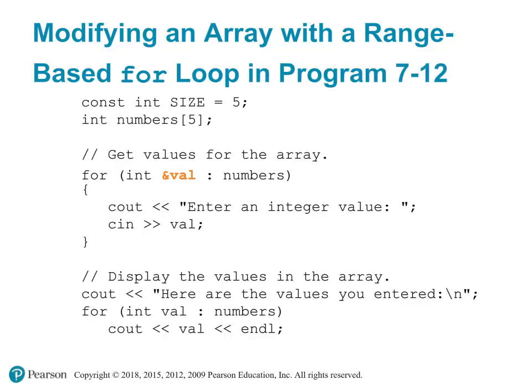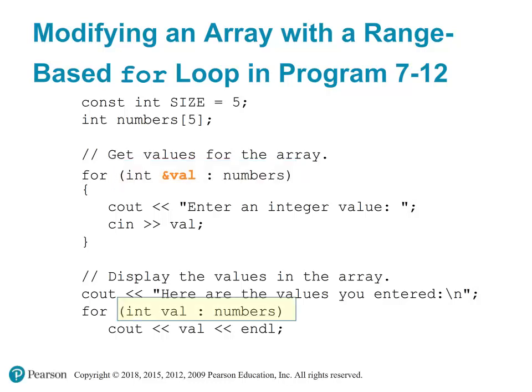This example showcases how you can use the range-based for loop for both input and output operations on an array. We have defined an array numbers with a size, which is set to 5. We use int &val to take input from the user and directly store it in the original array. The ampersand makes val a reference to the actual array elements. A reference is important here because we intend to modify the array elements with the values that the user inputs.